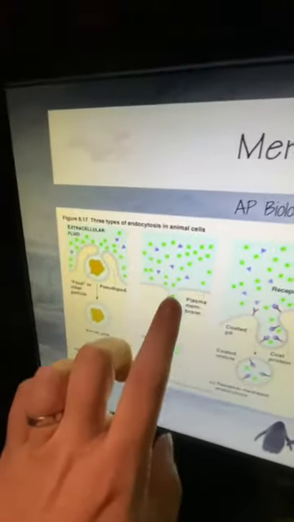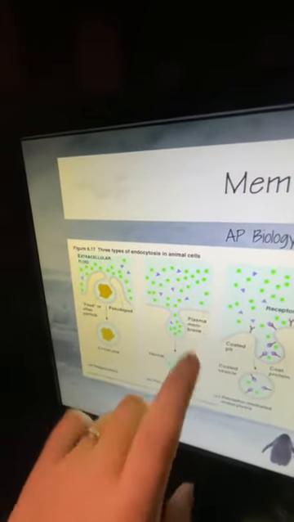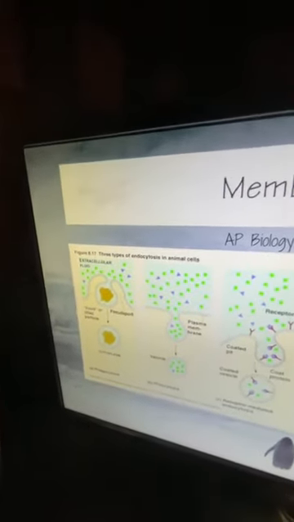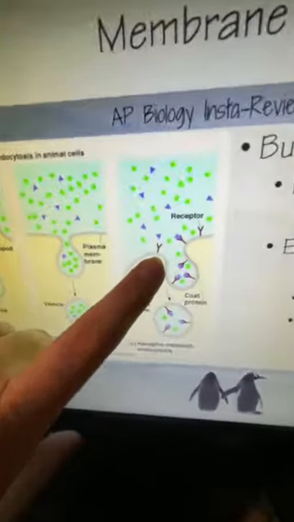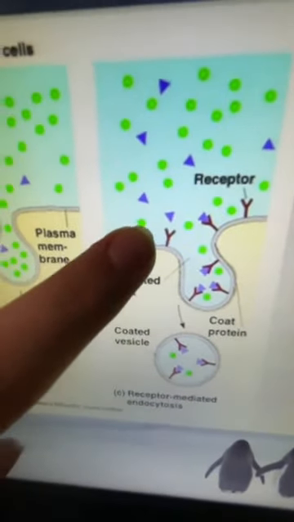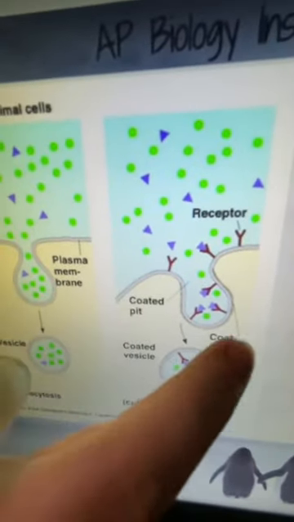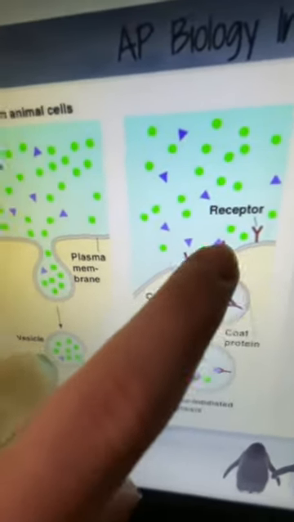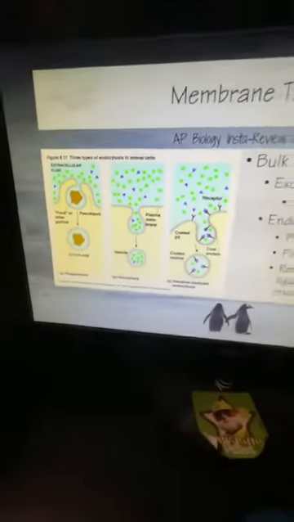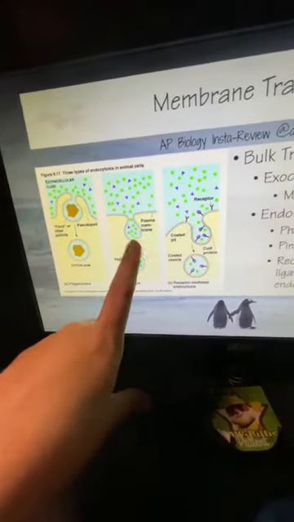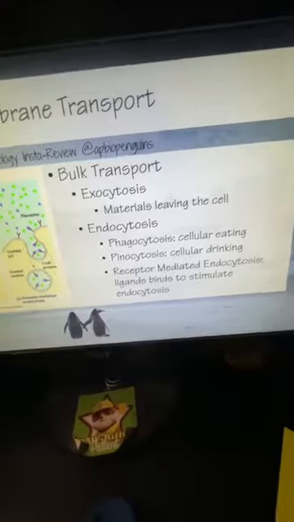Pinocytosis is cellular drinking. It brings in some of that extracellular fluid, which allows you to get more liquid inside the cell to digest fun stuff. And then receptor-mediated endocytosis: you have these little receptors, and a ligand binds the receptor, which causes an invagination. It makes a little pit so that endocytosis can take place. Those are the 3 different types: phagocytosis, pinocytosis, and receptor-mediated endocytosis. And there's the content, if that's what you're wanting from me.